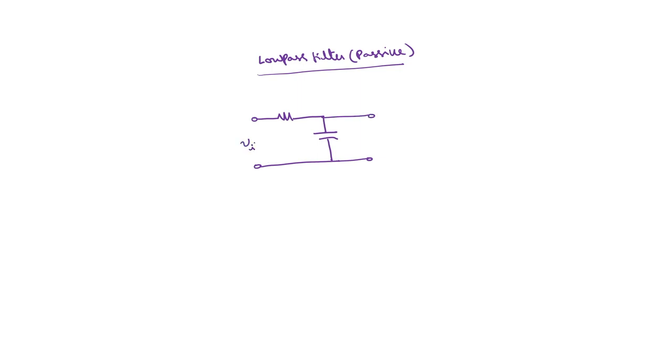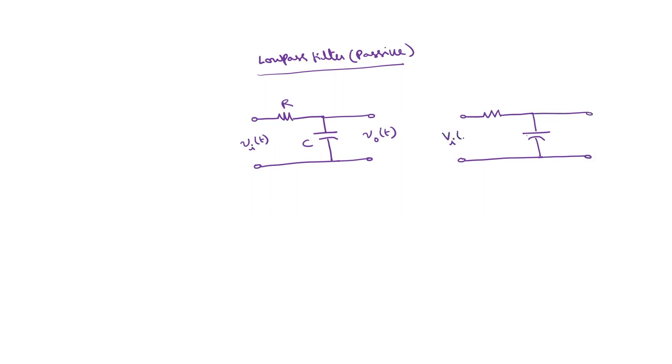This is Vi of t, this is Vo of t, this is R, this is C, this is the input and this is the output. So if you want it in the S domain, this circuit in the S domain will have S instead of t, and the capacitance becomes 1 by SC.